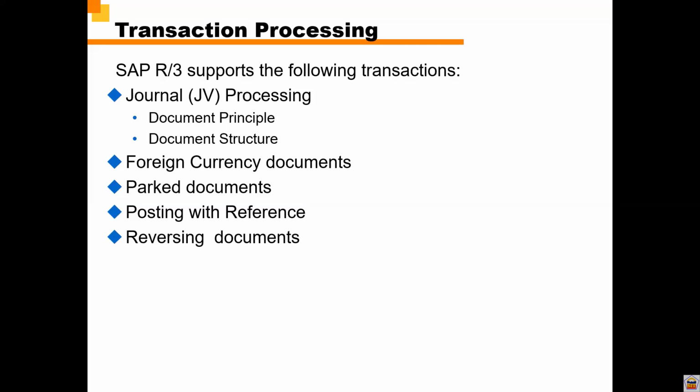Then it is saying that we can do the normal currency posting, and we can also do the foreign currency posting. For the posting of a foreign currency document, we need to maintain the exchange rate. And in order to maintain the exchange rate, we will be maintaining the ratios, exchange rate, where we can maintain it. So we'll see in the system. Then we have park document, post with reference, and the last one is reversing document.